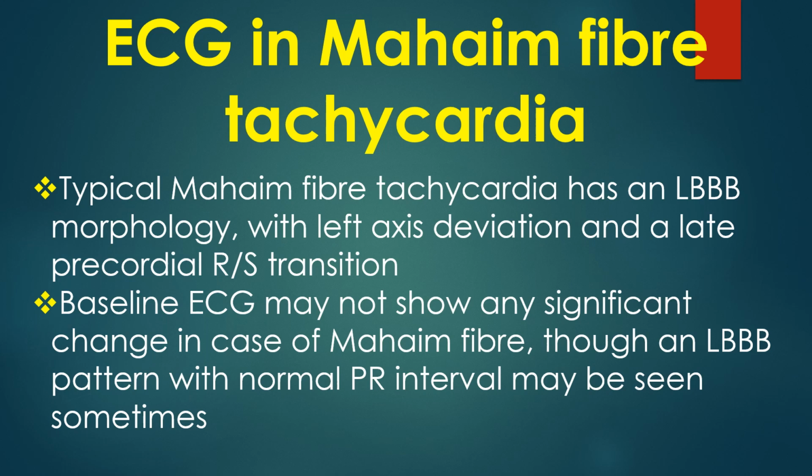Typical Mahaim fiber tachycardia has a left bundle branch block morphology with left axis deviation and a late precordial RS transition. Baseline ECG may not show any significant change in case of Mahaim fiber, though an LBBB pattern with normal PR interval may be seen sometimes.